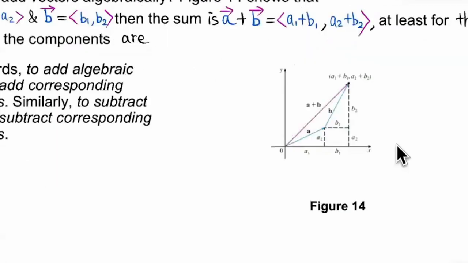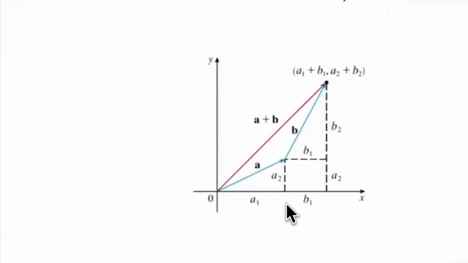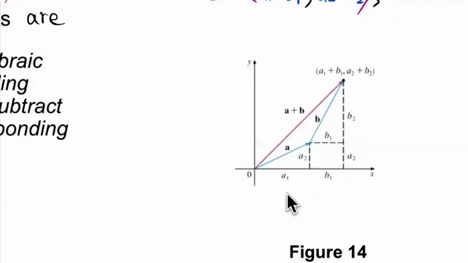And here is a picture explaining why. A has components A1, A2, and then adding B, which has B1, B2, the result of the two vectors has components A1 plus B1, A2 plus B2. This diagram explains it. You can see that here the x component is A1 plus B1, and the y component will be A2 plus B2.